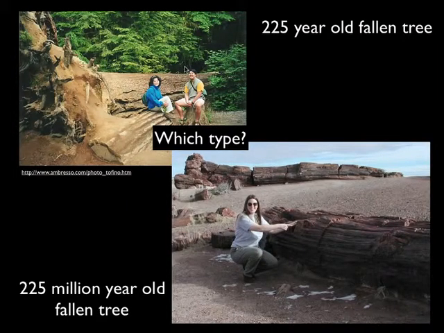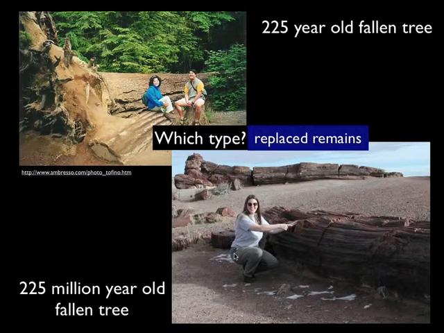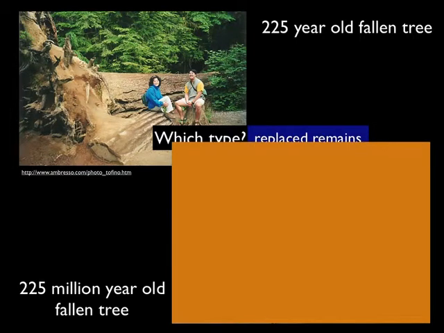So on top here is a tree, 225 years old or so, and down here is a fossil. Which type? This is the replaced remains type, and this tree is a 225 million year old fallen tree, but it's not made out of wood anymore. What happened here is that this area that you're looking at in this picture, it got buried by sediments. Then mineral-rich waters came in and replaced every single cell of the wood with a little bit of mineral. And the exact shape of the original cells is the exact shape that's left behind.